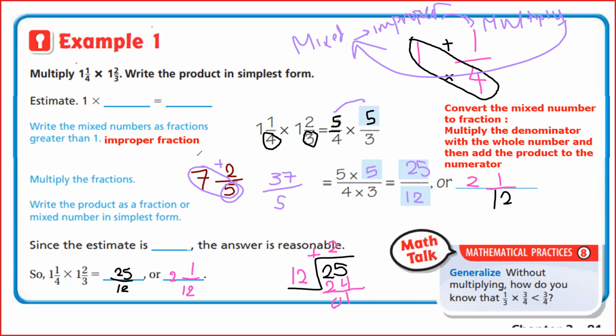Is it clear? Yes, so clear. Okay, I want you now, please, to finish writing. Then I will solve more examples with you in order to understand. Okay. No.